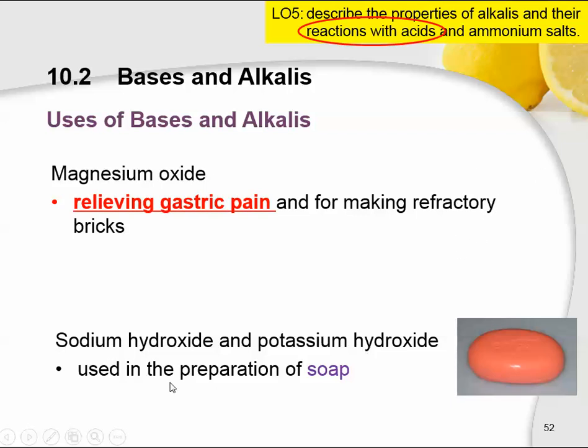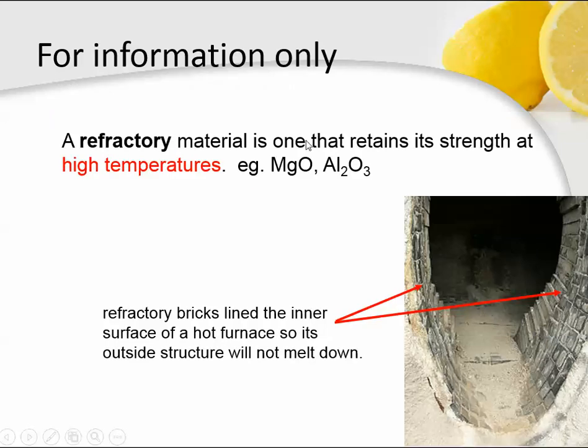Sodium hydroxide and potassium hydroxide are used in the preparation of soap. To make soap, you use sodium hydroxide and potassium hydroxide. You need not know the details at the moment. So what is refractory material? This is for information only.